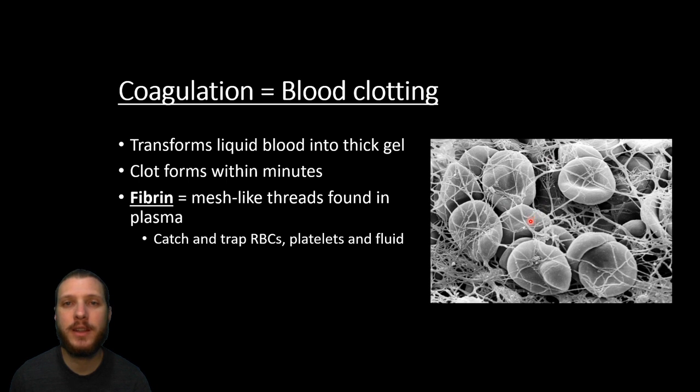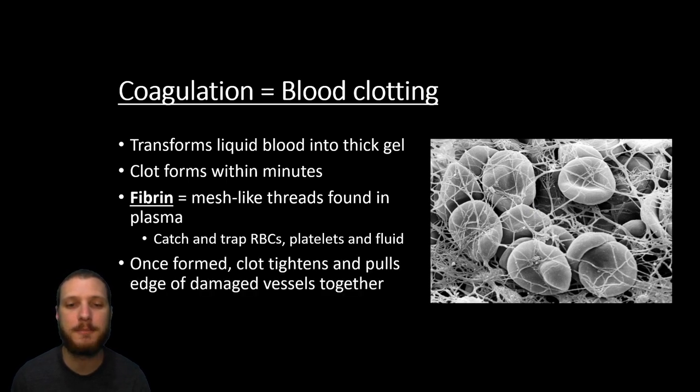The process of blood clotting then is going to be known as coagulation. And this is when the liquid blood transforms into a thick gel-like state. So a clot can form within minutes. And to assist this, there's going to be very fine mesh-like threads found in the plasma called fibrin. You can see here the fibrin is going to act like a net. It's going to catch and trap red blood cells, platelets, and fluid. And this is what allows for the coagulation process to happen.